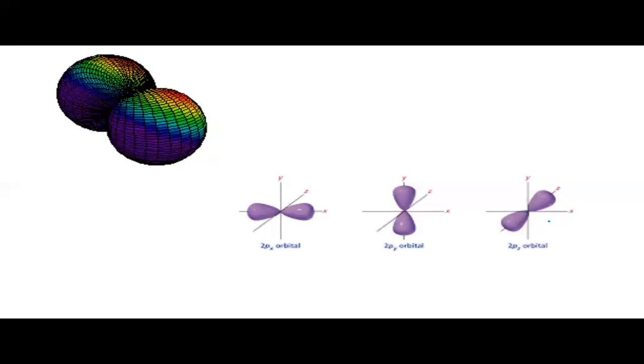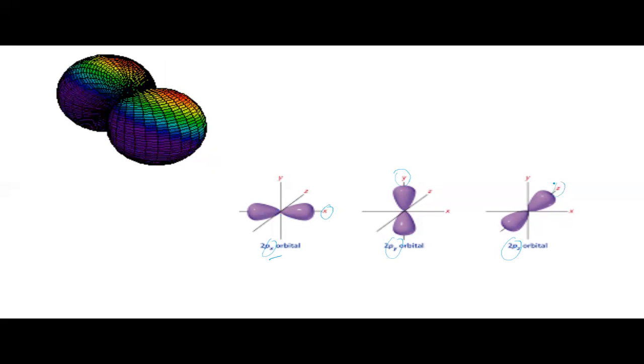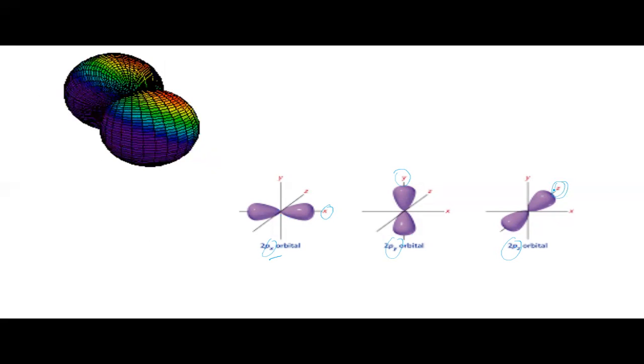You can see in this animation, this is a dumbbell shape, this is the 3D. So these are the 3 p orbitals, that is px, py and pz. In case of px, the dumbbells are along the x-axis. In py, the dumbbells are along the y-axis. In pz, the dumbbells are along the z-axis.